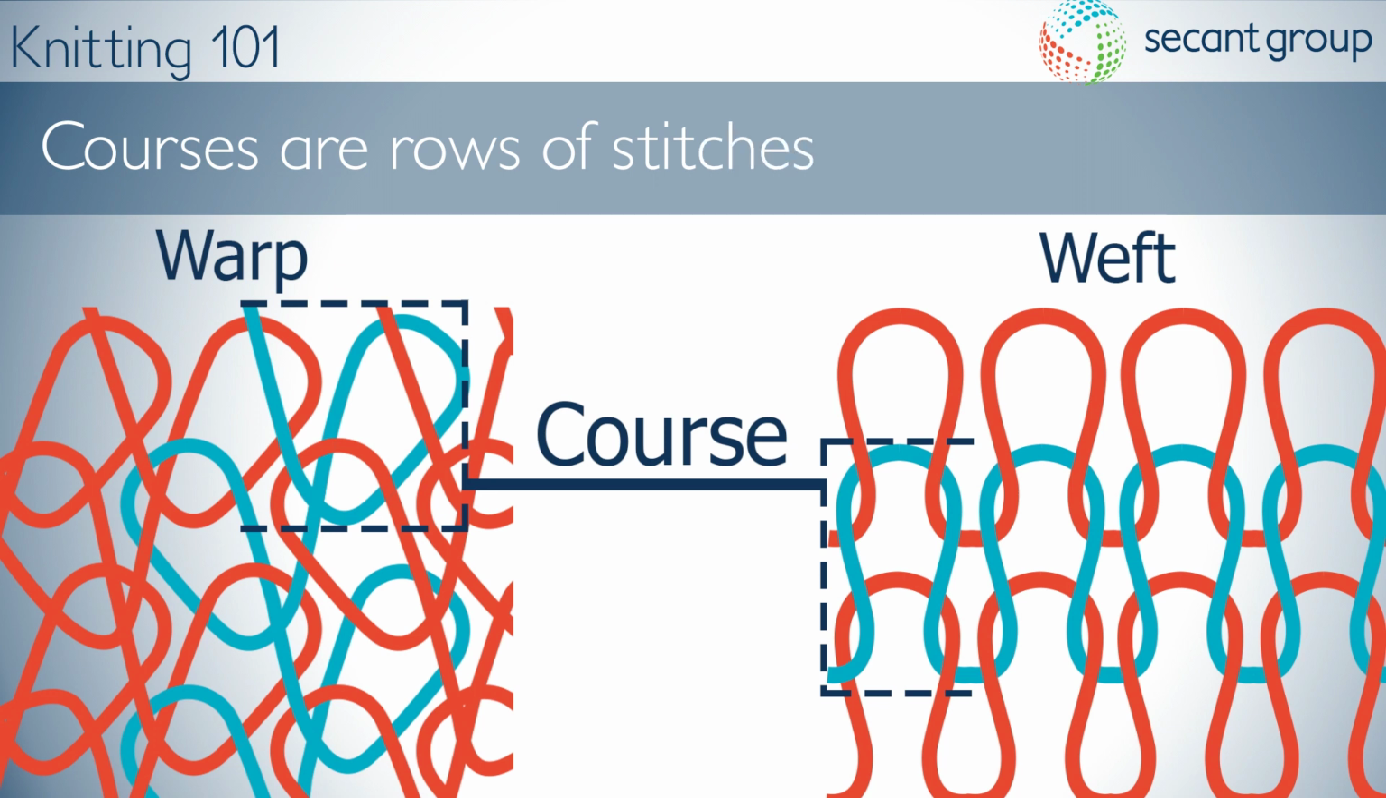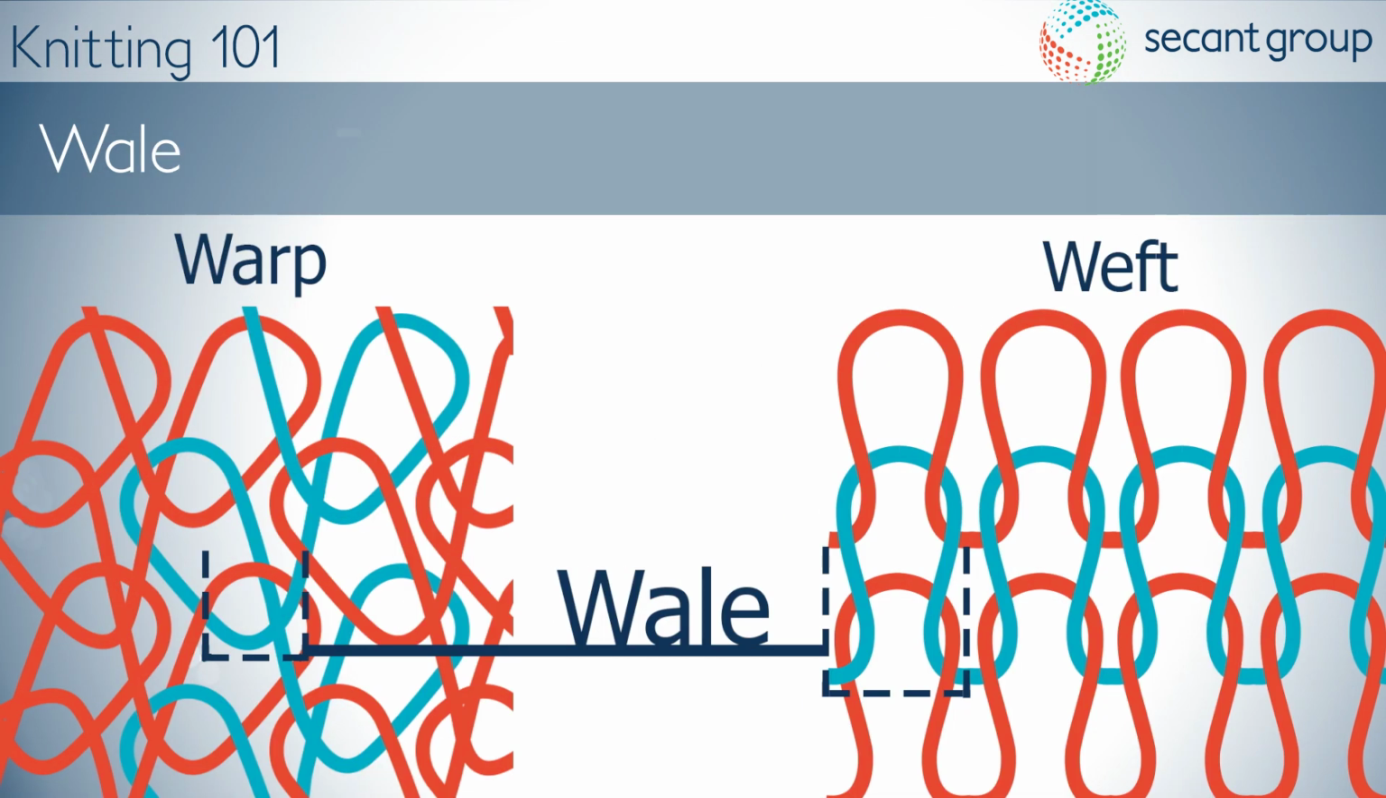Warp knitting uses a sheet of parallel vertical yarns or warp ends that form a row or course of stitches simultaneously. Courses are rows of stitches. Courses per inch are the number of rows in 1 inch. Wales are columns of stitches. Wales per inch are the number of columns in 1 inch.